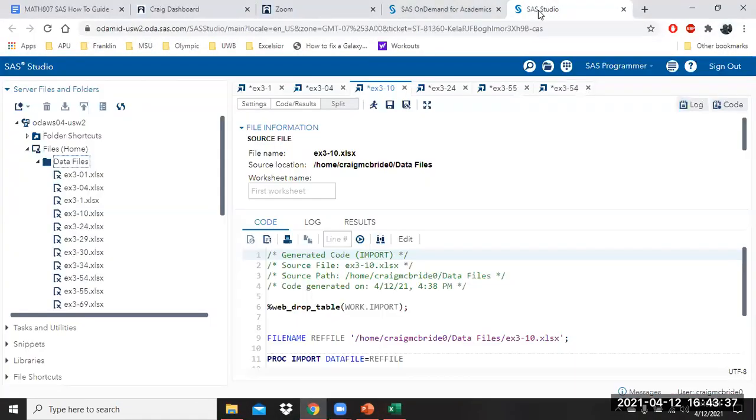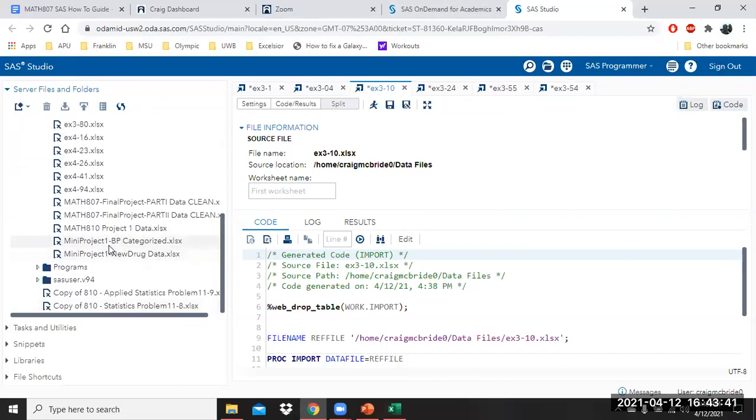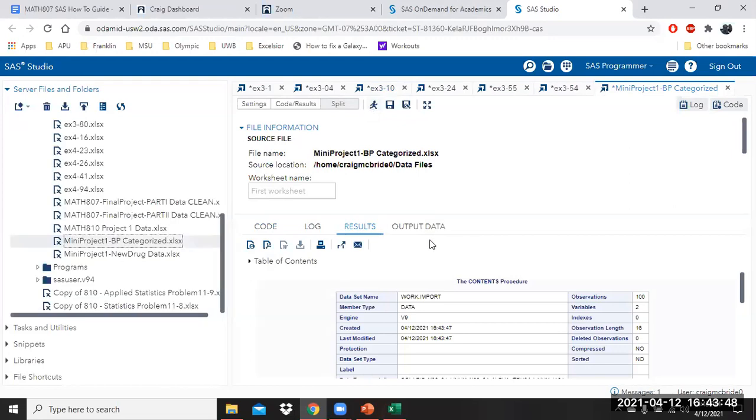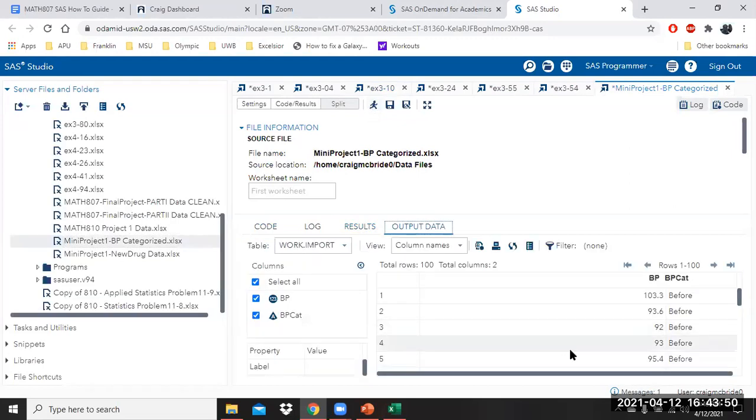So what you have to do is load that data set, right? Or change it yourself or whatever. So I'm going to load the BP categorized one, let it run. I like to check my output data, just make sure I've got what I've got. Yep, so here's my BP variable, here's my BP cat variable.